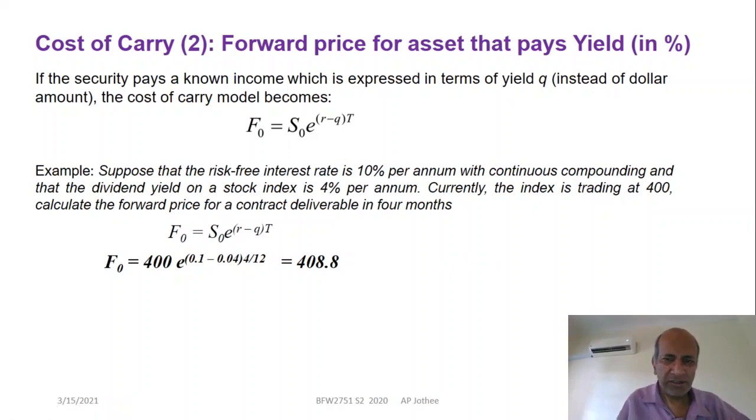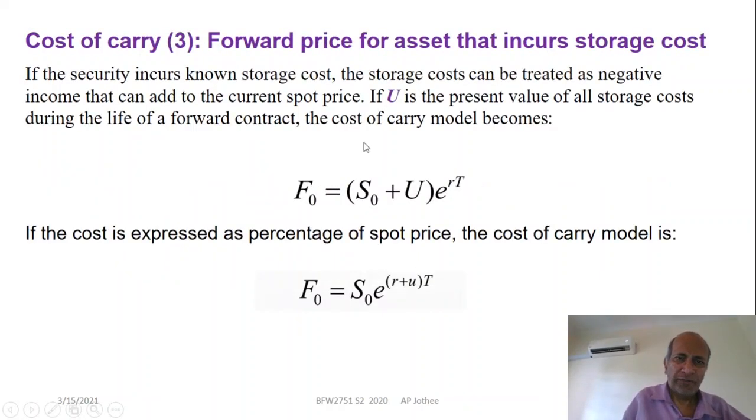This is a very simple calculation. But sometimes it can be confusing because there is a yield, there is a per annum interest and all these things. Ponder this carefully. I will post some questions in the tutorial. We'll discuss it there. Okay, forward price for an asset that incurs storage costs. This is the very basic one, as I told you originally.